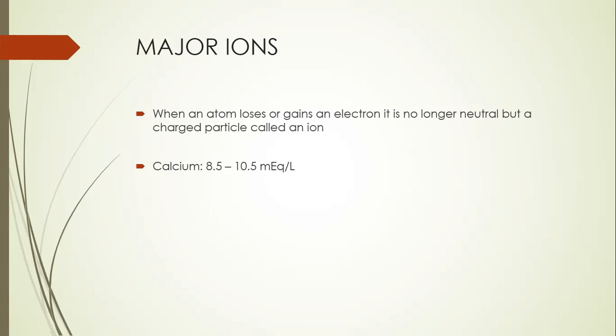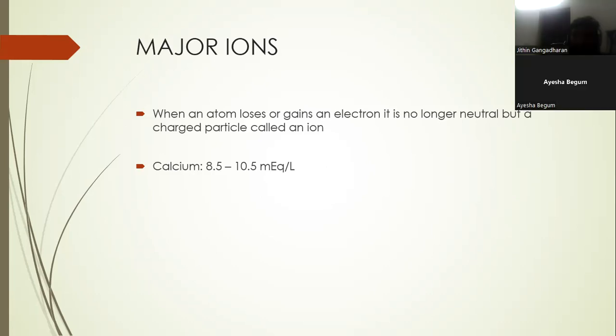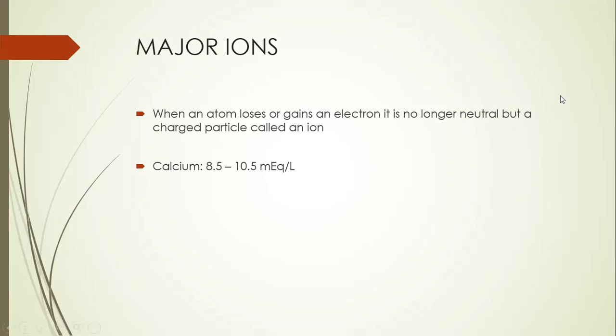And one more thing, see, the sodium is giving away 1 electron. So the charge of the sodium becomes positive, and the chlorine is taking 1 electron, so the charge becomes negative. So this is what an ion means. When an atom loses or gains an electron, it will be no longer neutral, but it will be a charged particle. When it becomes a charged particle, it is known as an ion.